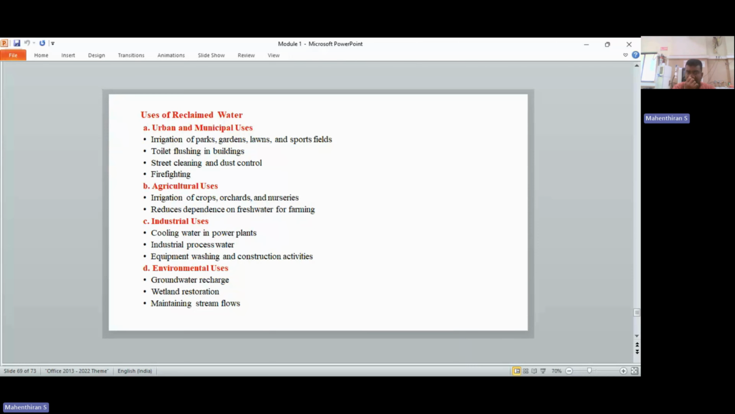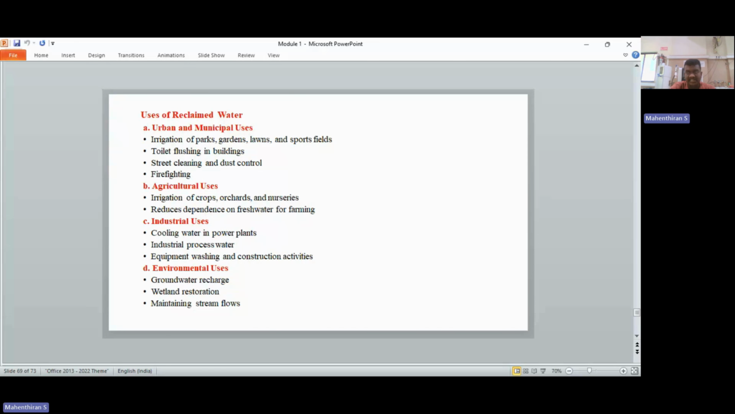So agricultural use of reclaimed water supports food production while conserving the natural water resources. The third category is the industrial uses. This can be used as cooling water in power plants, industrial process water, equipment washing. Also, it can be used for construction activities.